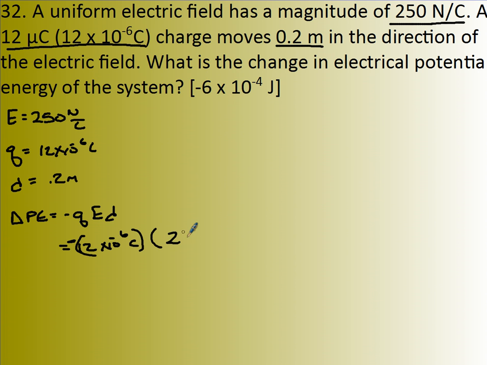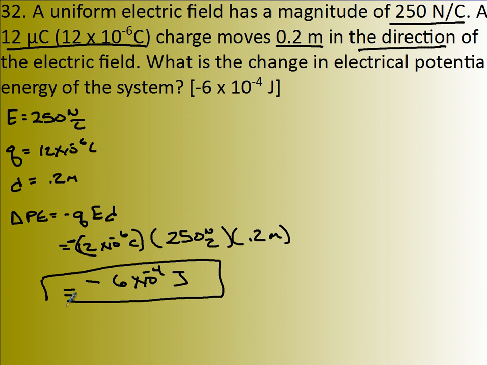My electric field is 250 newtons per coulomb. And the distance it travels is 0.2 meters. And it's in the direction of the electric field, so I'm right there. I've got my positive distance. So this is negative. When I multiply this out, I get 6 times 10 to the negative 4 joules. So my charge will lose 6 times 10 to the negative 4 joules of potential energy.